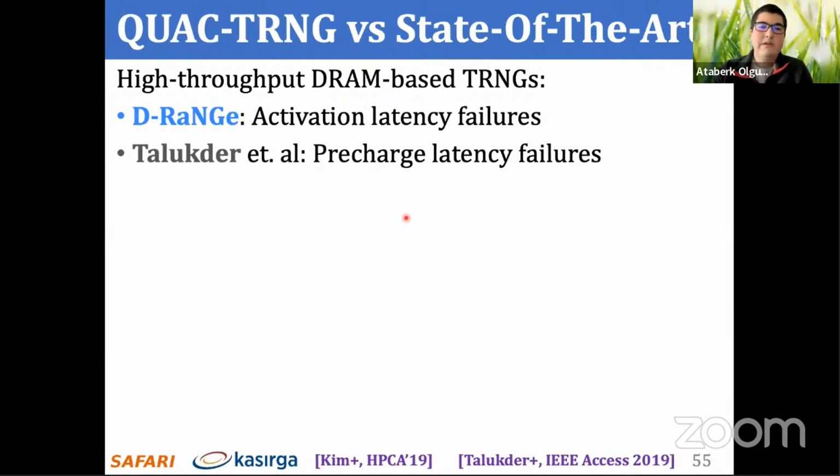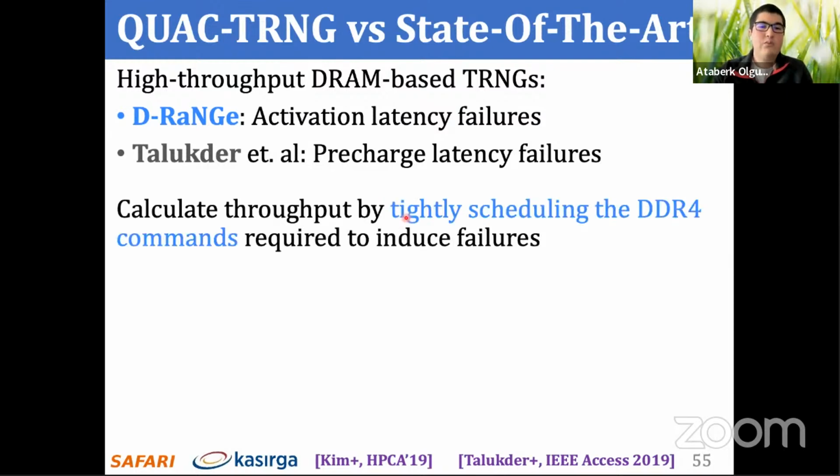Finally, we compare QUAC-TRNG's throughput against 2 high throughput state-of-the-art DRAM-based TRNGs, D-RaNGe and Talukder's mechanism. We calculate both D-RaNGe's and Talukder's mechanism's throughput by tightly scheduling the DDR4 commands required to induce timing failures. And we augment both mechanisms by exploiting bank group level parallelism and by using RowClone to bulk initialize DRAM rows whenever we can.